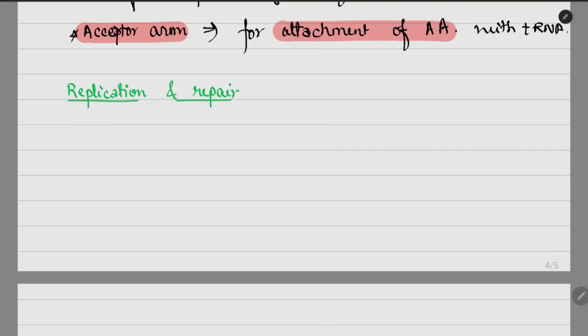In replication there are different points to be remembered. The first point is the semi-conservative nature of the DNA. What is semi-conservative? That means when the DNA is replicating, the original one is present along with a new strand. I will explain it. First I should write this point, that is semi-conservative.